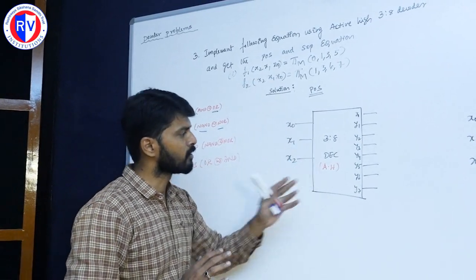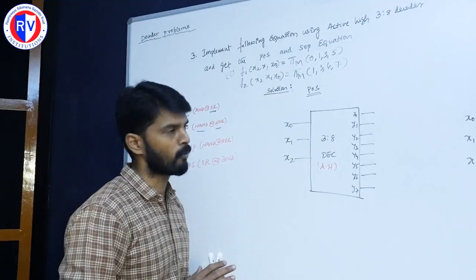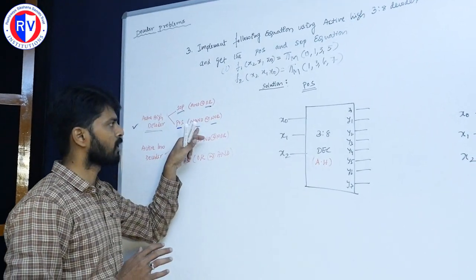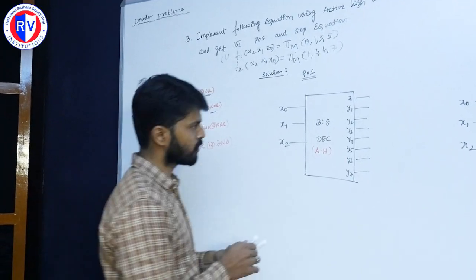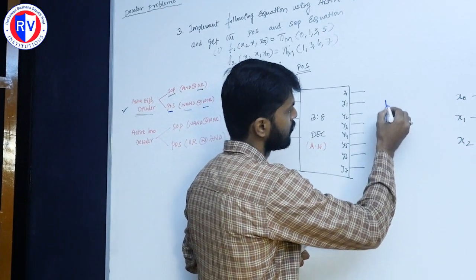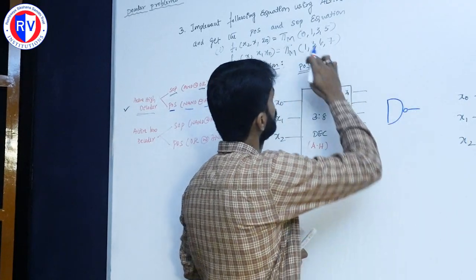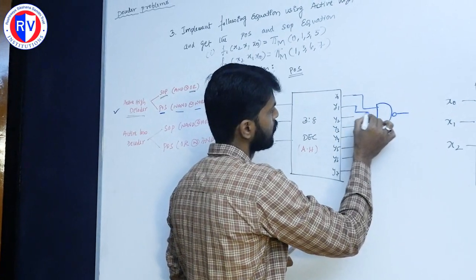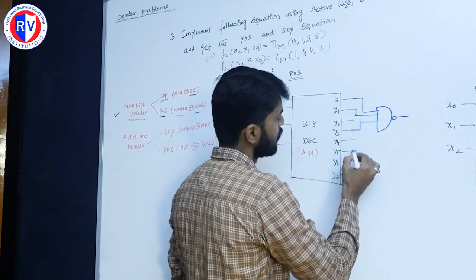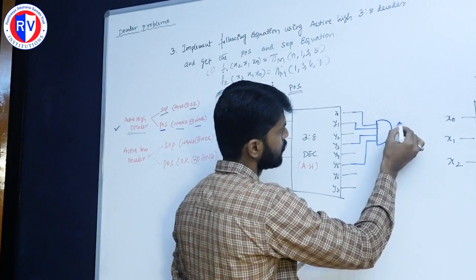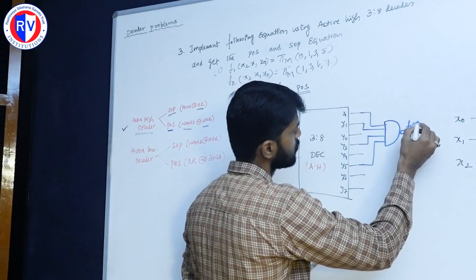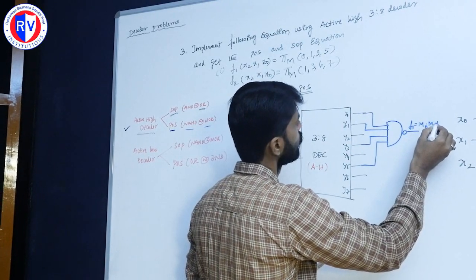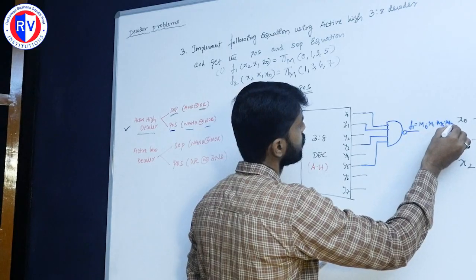So now we have the 3:8 active high decoder. With the help of active high decoder, if I want to generate a POS equation, which gate do I need to use? Either I need to use a NAND gate or the NOR gate. So now I will use the NAND gate. For the first equation, which are 0, 1, 3 and 5, this is for first equation, F1. That is, we are getting M0 into M1 into M3 into M5.